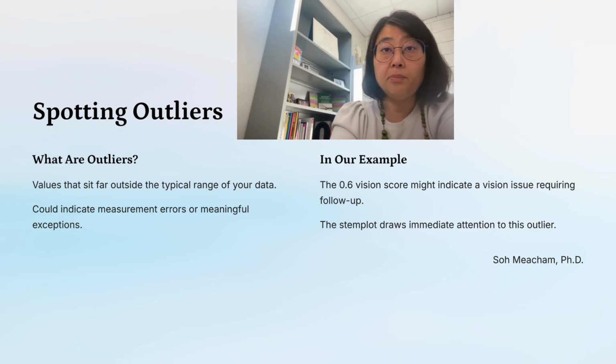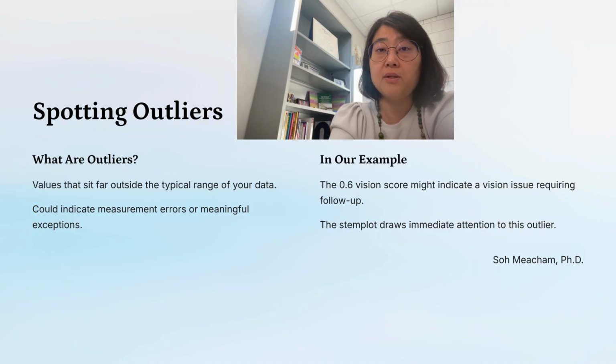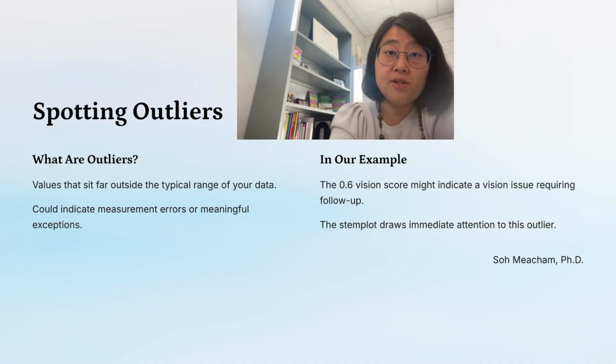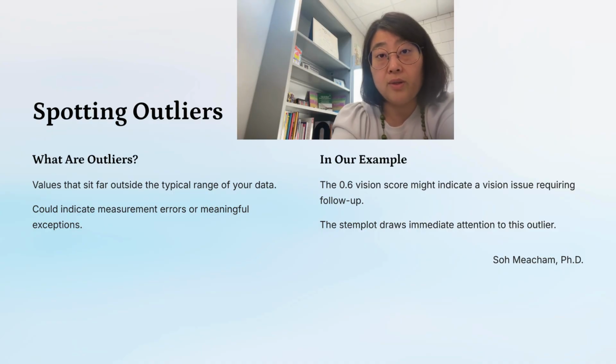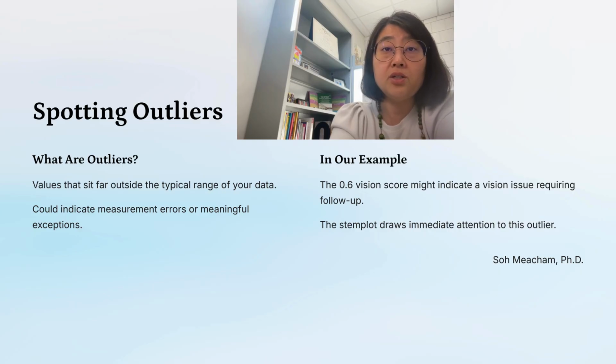You can immediately spot where the data cluster, the range of values, and any outliers, like a single student with a score of 0.6. Let's pause here and talk about outliers. An outlier is a value that sits far outside the typical range of your data. It could mean a measurement error, or it could reflect a meaningful exception. In our case, the 0.6 might indicate a vision issue that requires follow-up. We wouldn't know that just from the list of scores, but the stem plot draws our attention to it immediately.